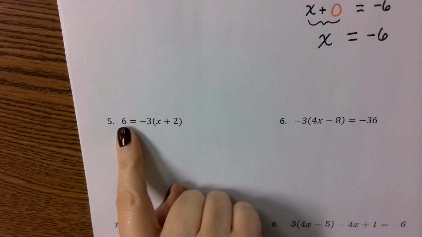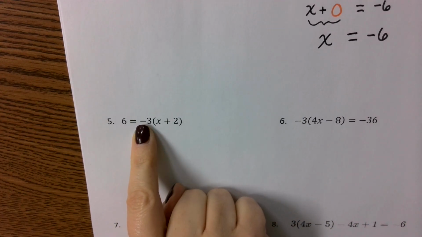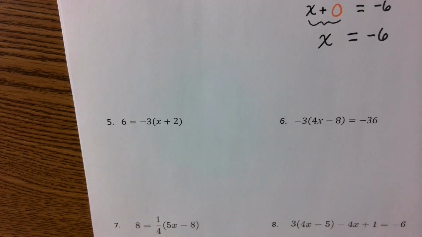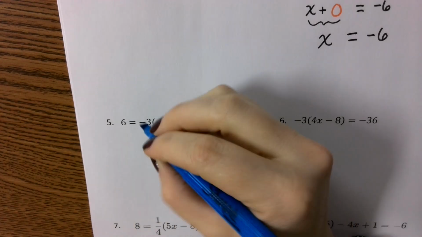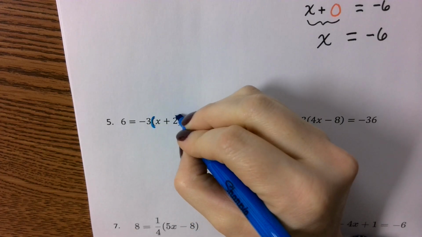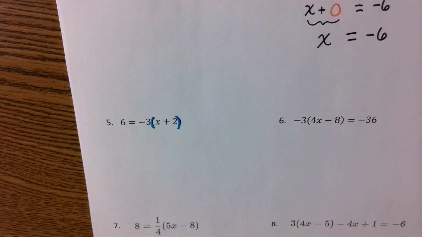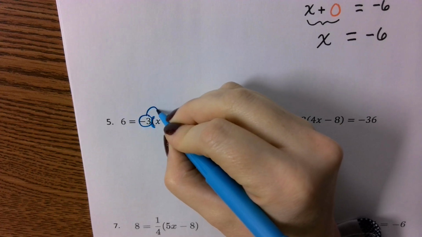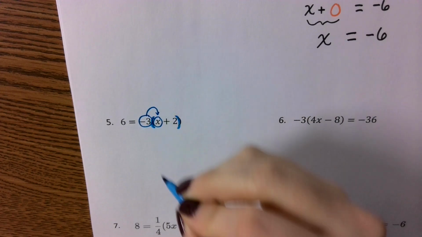Okay, so we have 6 equals negative 3, parentheses, x plus 2. First question that we ask ourselves: can we distribute? Can we just distribute? Yeah, right? We have parentheses here. I'm going to highlight my parentheses. I can distribute. So I am taking negative 3, and I'm going to multiply it by x.